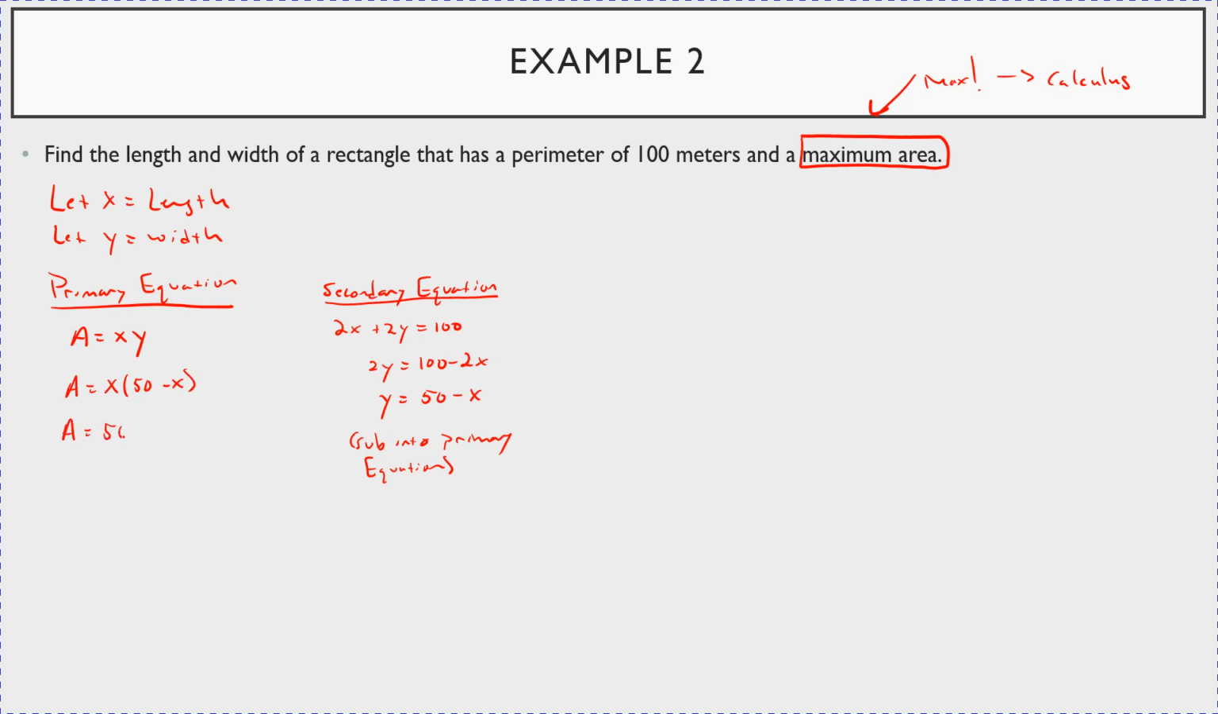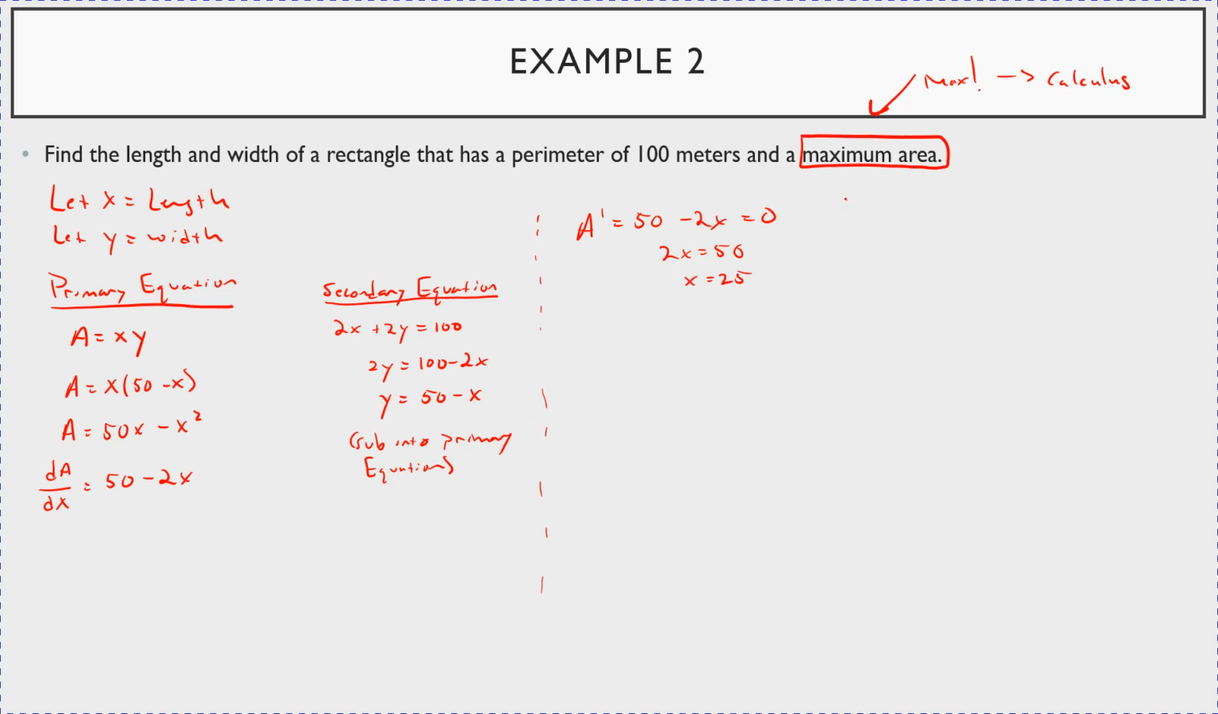Area is equal to, just distributing here, 50x minus x squared. If I take the derivative of the area function with respect to x, I get 50 minus 2x. Now you can move this over to find the critical values. I'll write it as A prime is equal to 50 minus 2x. Set that equal to 0. So you get 2x is equal to 50, or x is equal to 25.